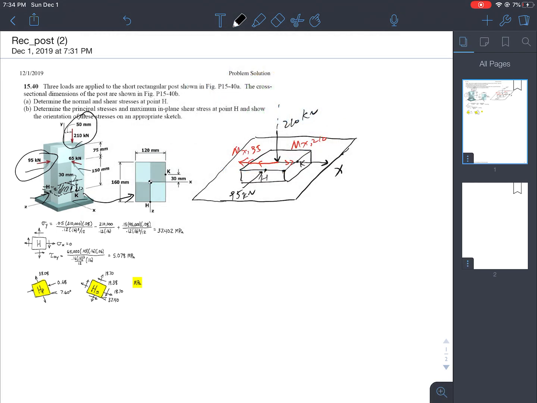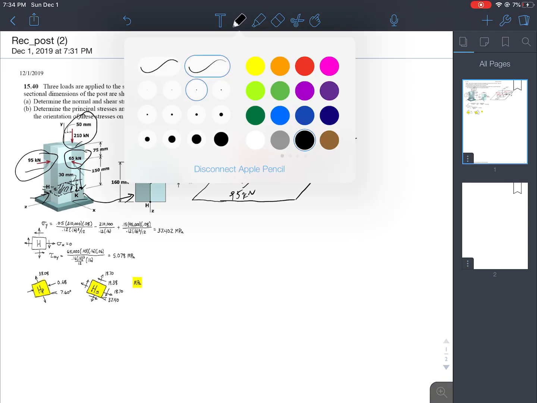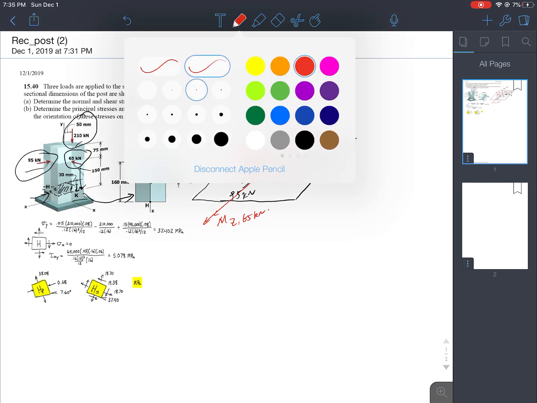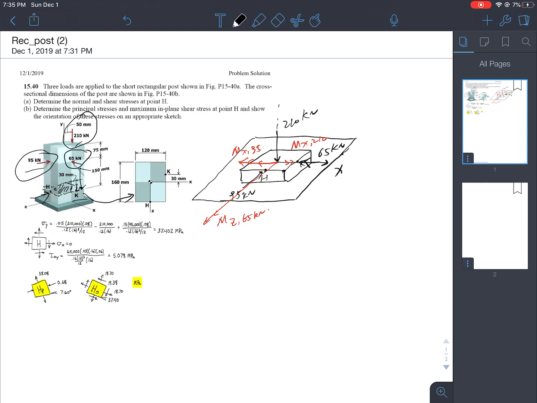Then I'm also moving my 65 kilonewton, which is here, close to this section. When I move it, this is basically 65, and I'm introducing a moment in the z direction, in this way. So I made the cut first and shifted all my forces onto this section, and considered all the shifted distances to introduce the moments.